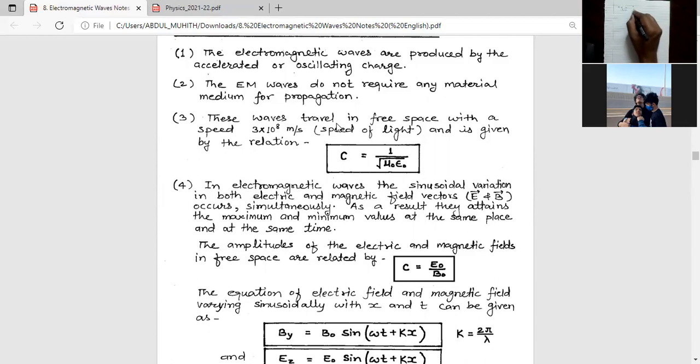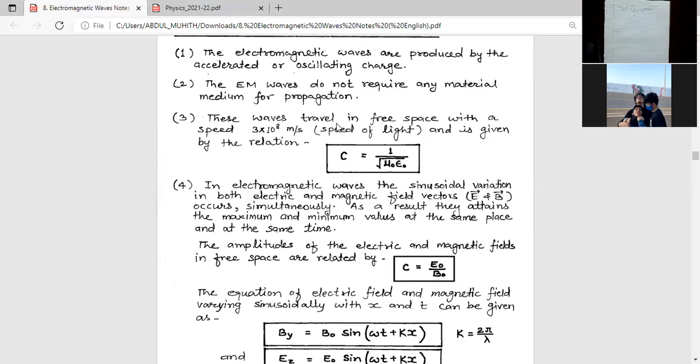When the charge in this antenna accelerates, then what happens? An electromagnetic wave is produced. Electromagnetic waves do not require any material medium for propagation. They can travel in space. They don't require any medium for the propagation of the wave.